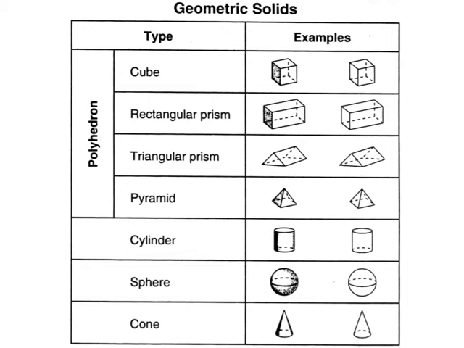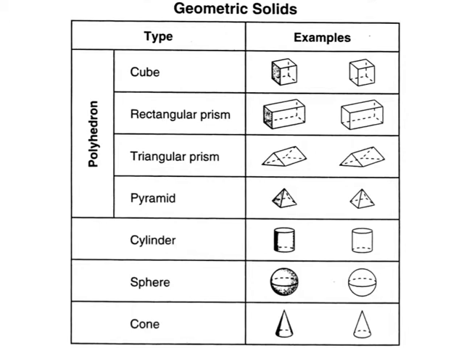Okay, we've got a fun lesson today, lesson 60 in Saxon's third edition of Algebra 1. This lesson is going to be on geometric solids and finding volume and lateral surface area of those solids.